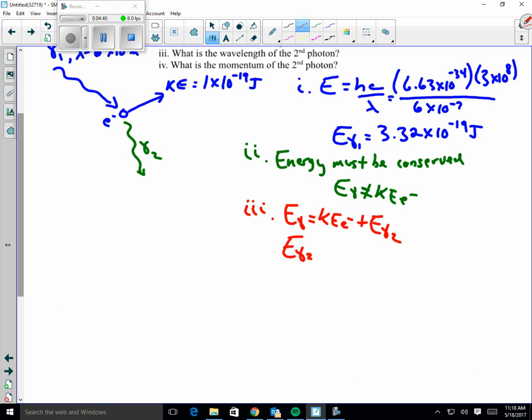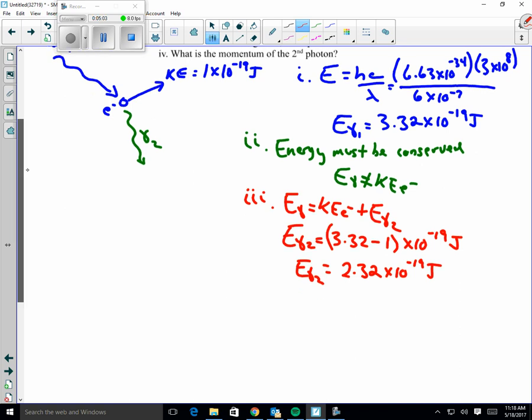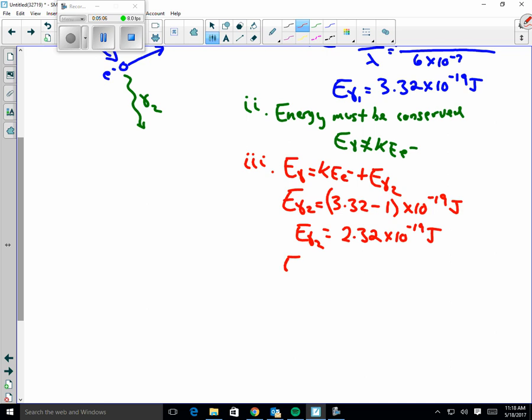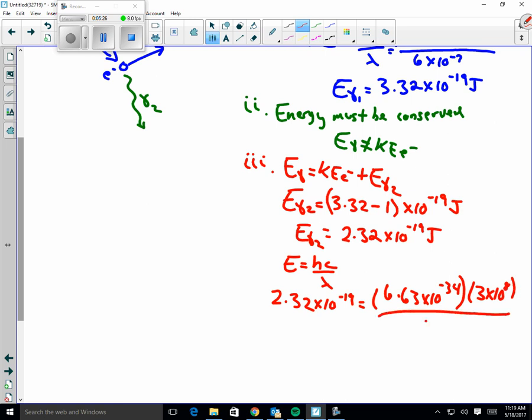So the energy of the second photon is going to equal 3.32 minus 1 times 10 to the minus 19. That gives you 2.32 times 10 to the minus 19 joules for the energy of the second photon. Now, I was interested in finding the wavelength, so I can use this equation again: 2.32 times 10 to the minus 19 equals h, again 6.63 times 10 to the minus 34, times 3 times 10 to the 8 for c, divided by the wavelength.